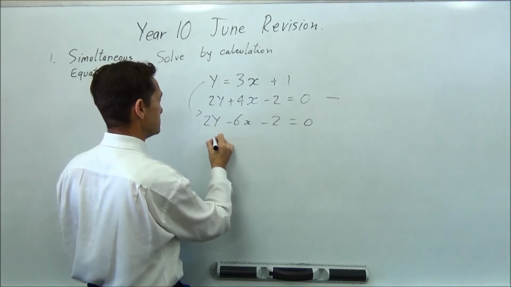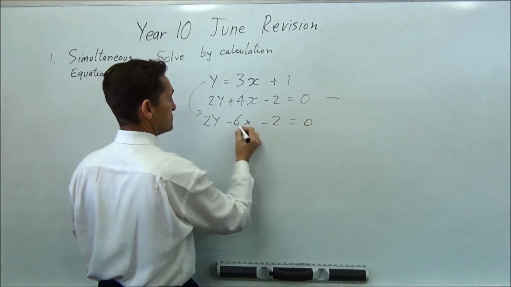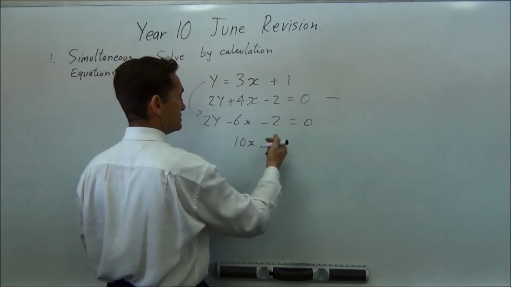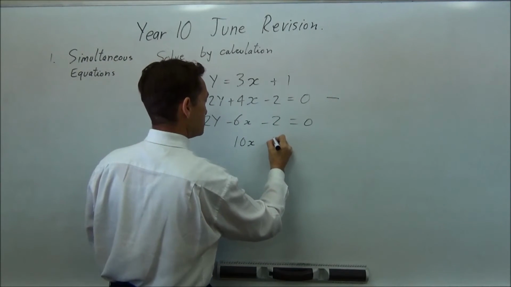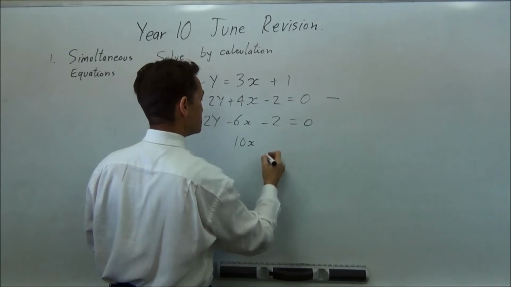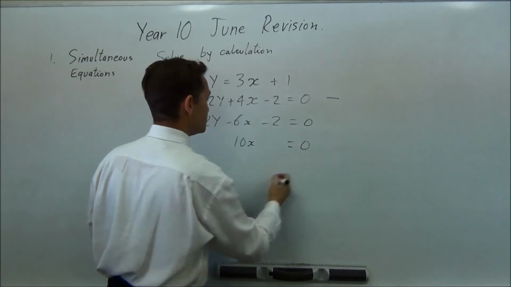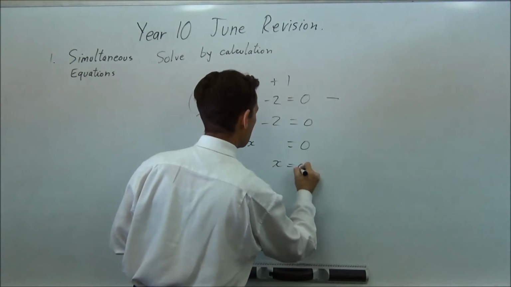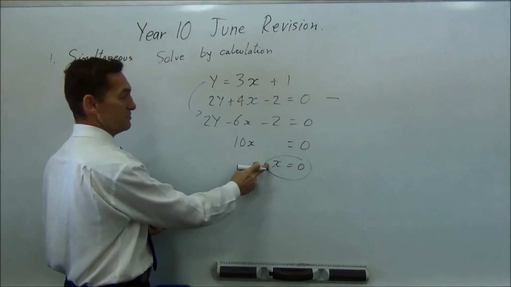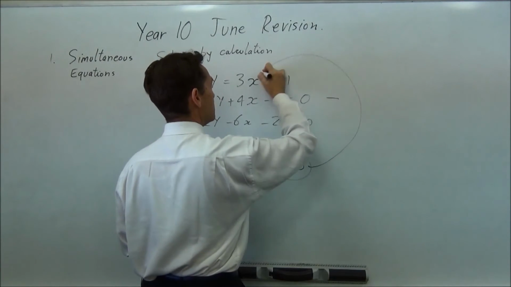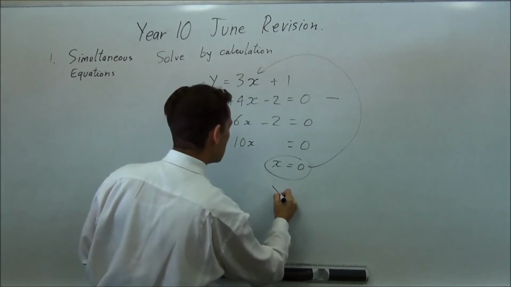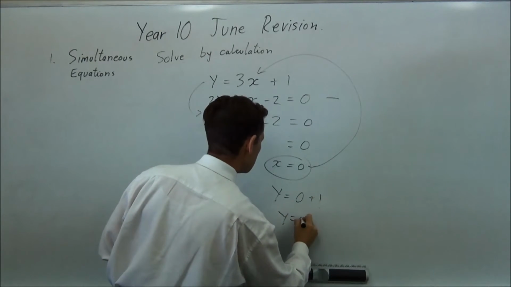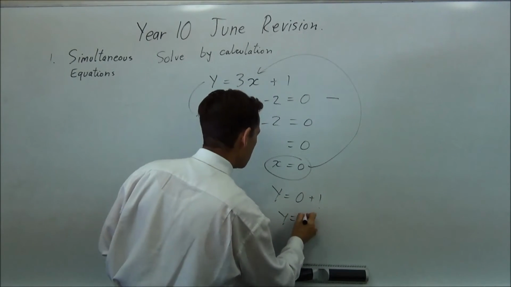2 take away 2 is 0. 4 minus minus 6 is 10x. Minus 2 minus minus is a plus. So then we've got 2, minus 2 plus 2 is 0. 10x equals 0. So what's x? x equals 0. And that makes life really easy when we substitute anything back in. Put that back in there. So therefore y equals 0 plus 1. So y equals 1.